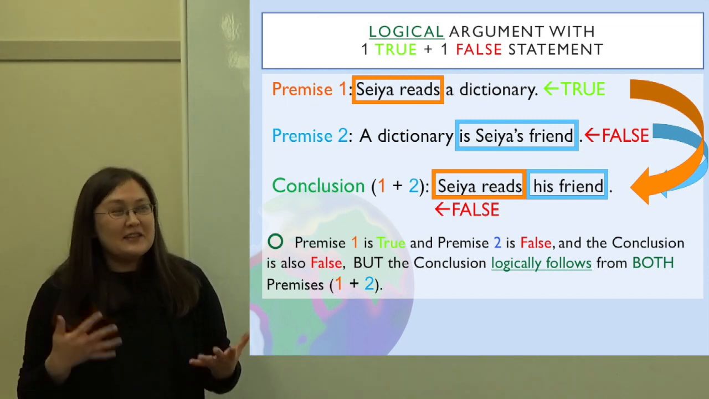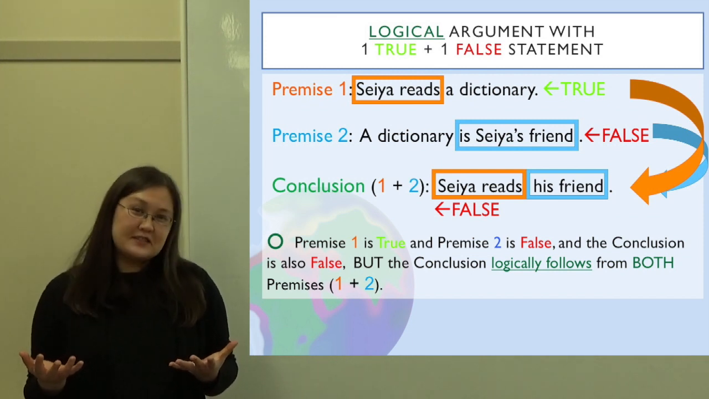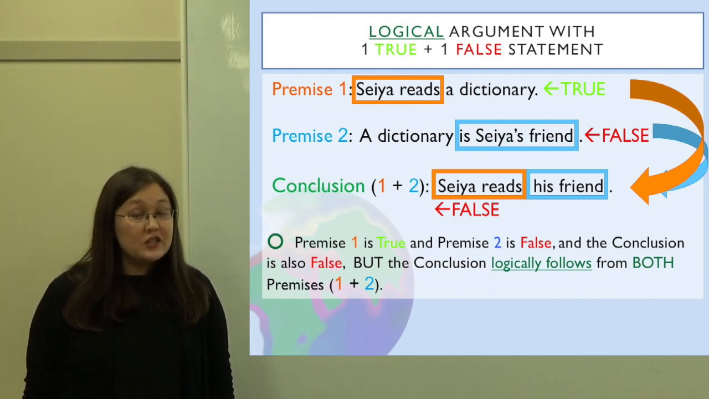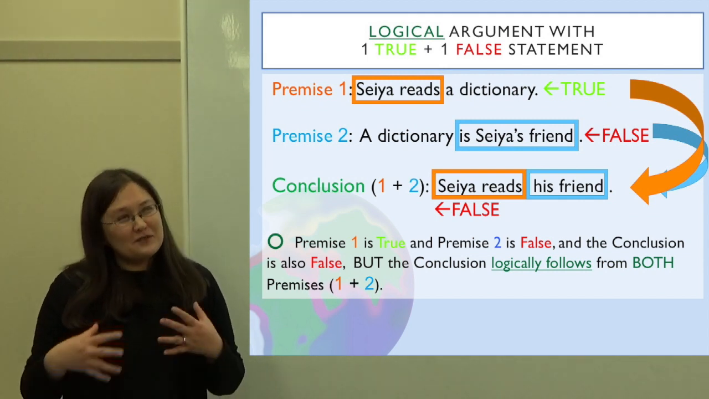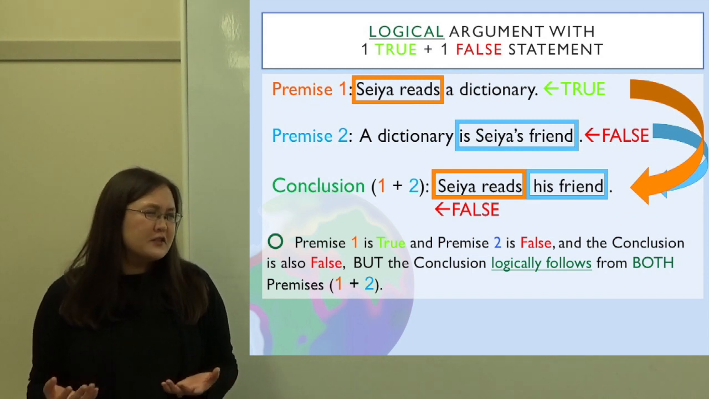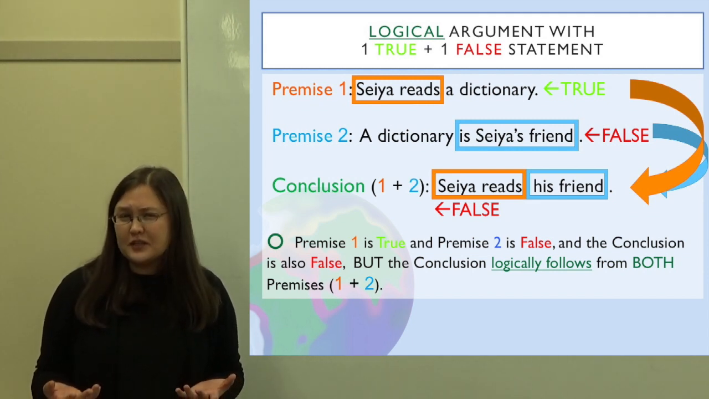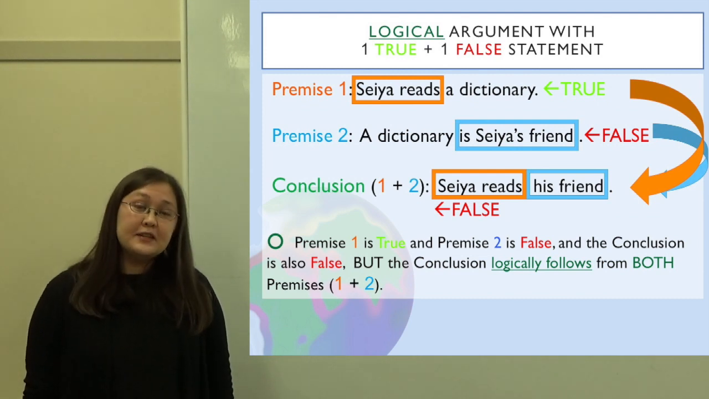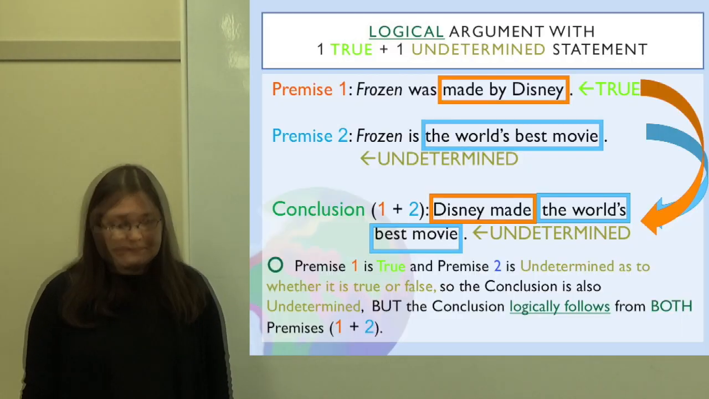It's a bit silly, it's a bit bizarre, it's humorous, it's funny. But it does follow the rules of logic, so it's a logical sentence, even if it doesn't really make sense to us to think, how can Seiya be friends with his dictionary? How can he read his dictionary? Of course, it sounds like fantasy, but the sentence is logical.